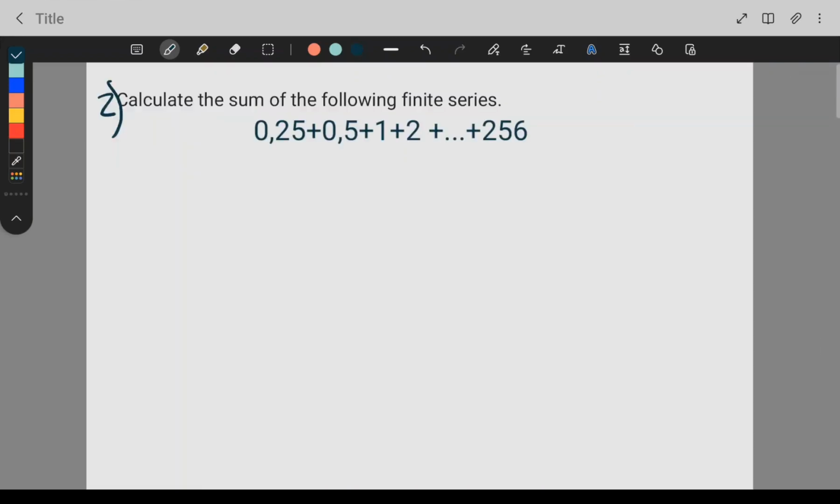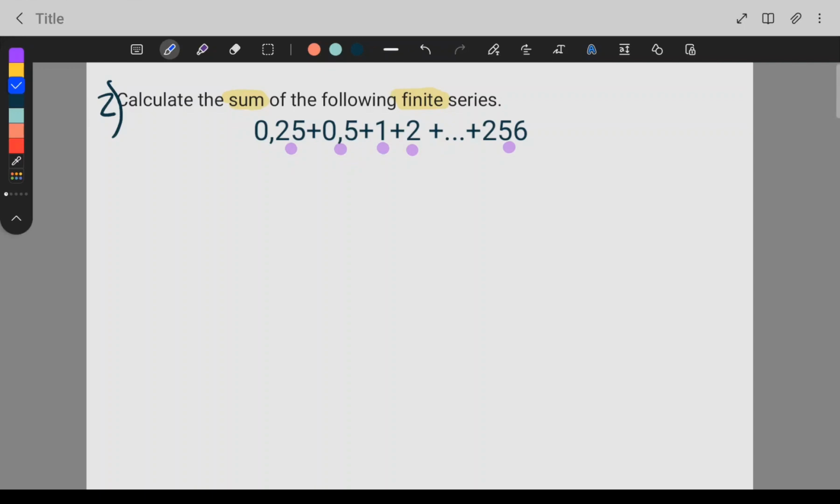Okay, let's look at the next question. It says, calculate the sum of the following finite series. Finite just means it stops there. It doesn't continue till infinity. Here we have the first term, the second term, the third, fourth, and we have the last term. Okay, this is a geometric series.